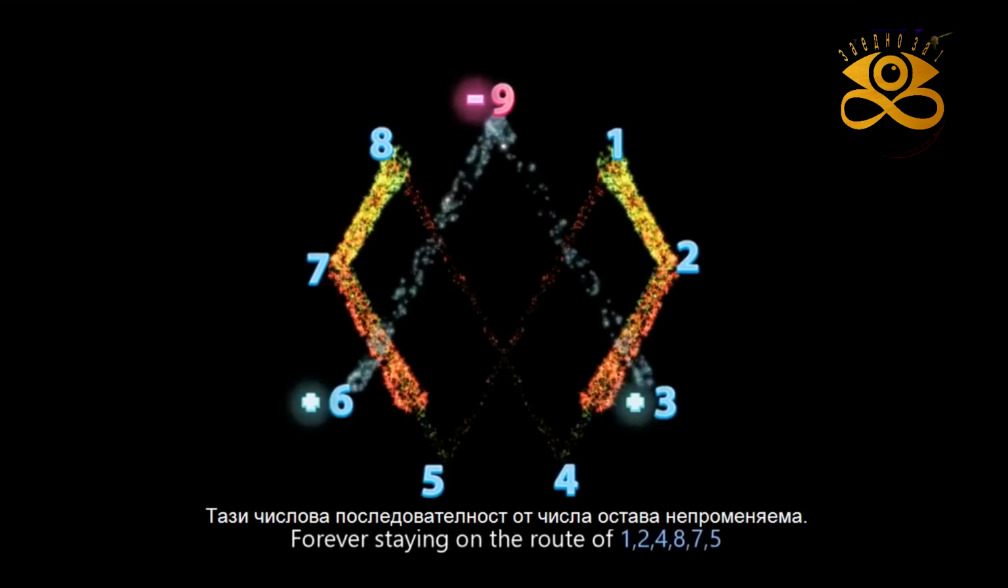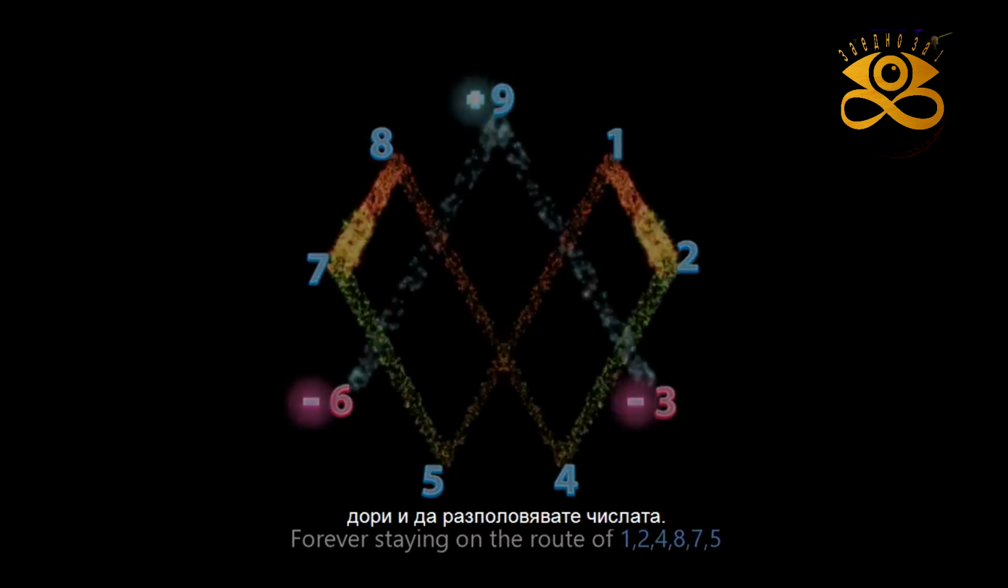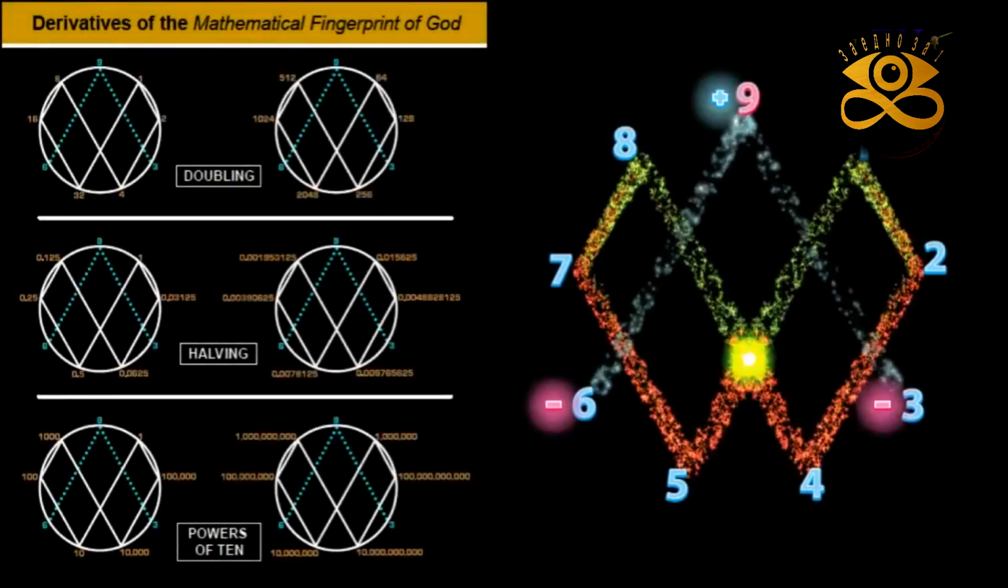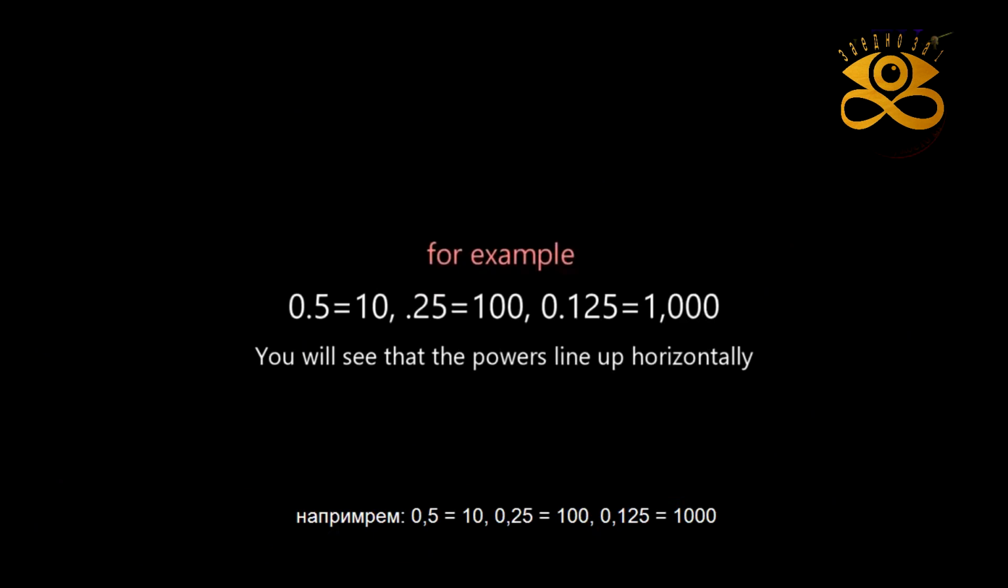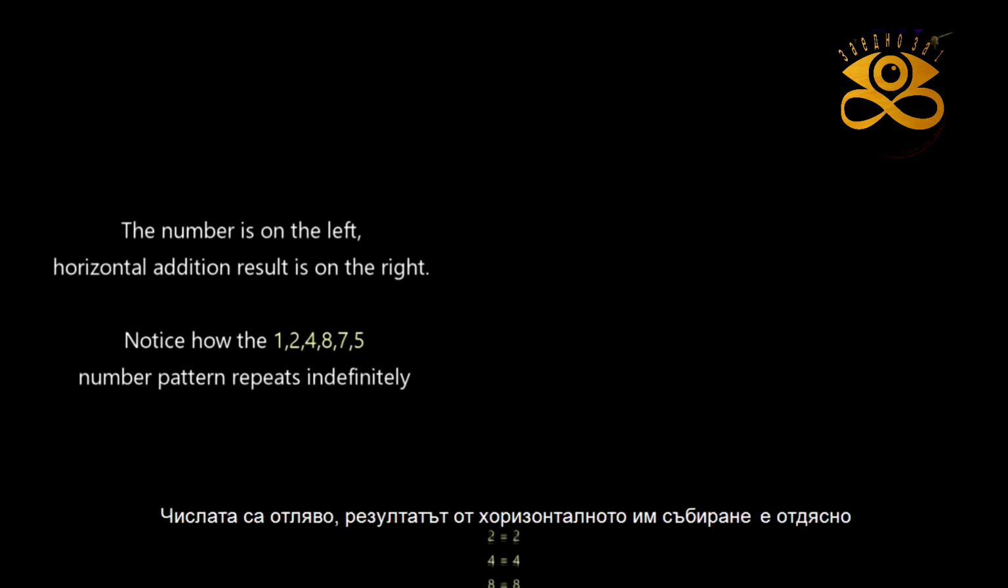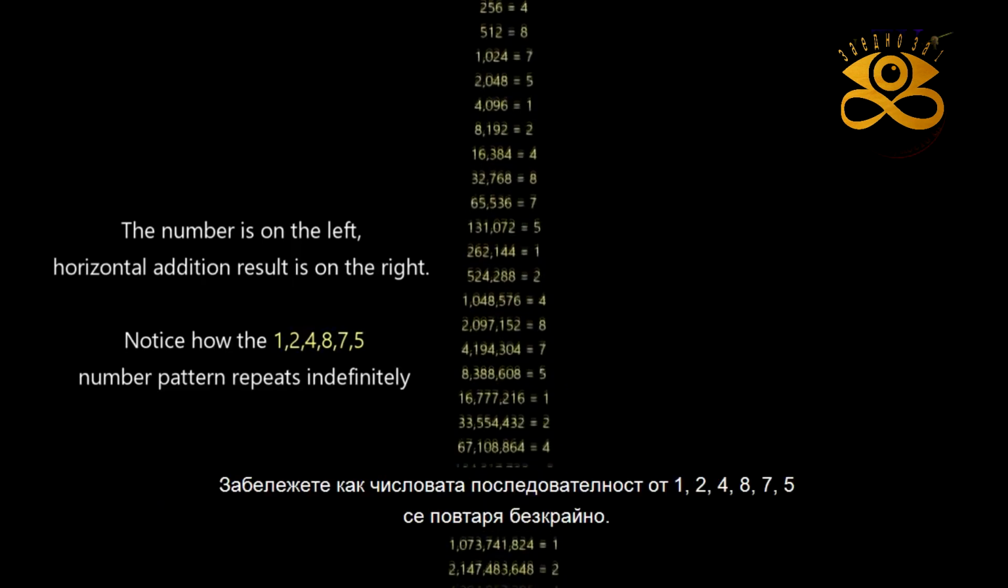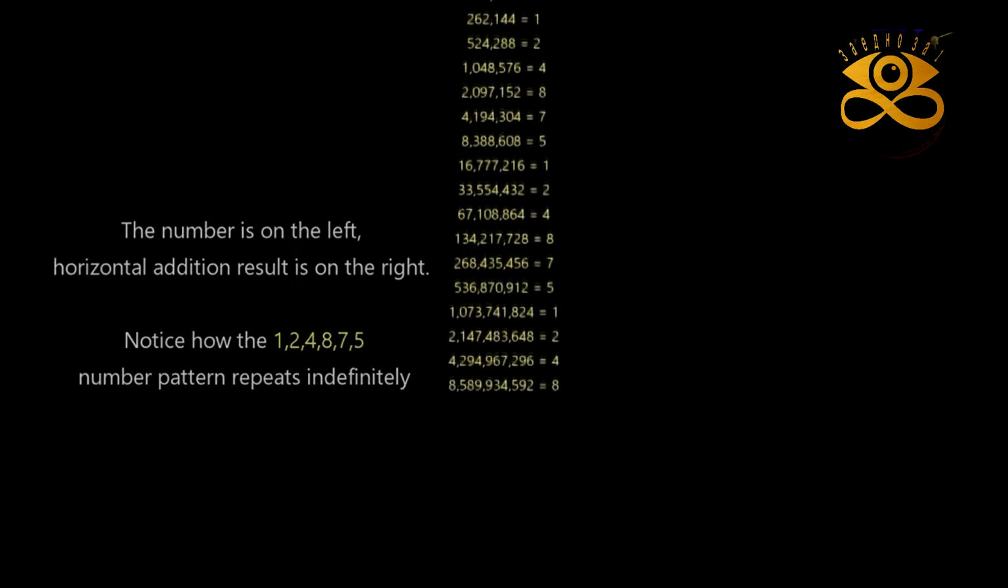This number sequence stays intact as you work with the powers of 10 as well. As you replace the decimal numbers with their powers, for example, 0.5 equals 10, 0.25 equals 100, 0.125 equals 1000, you will see that the powers line up horizontally. The number is on the left, and the horizontal addition result is on the right. Notice how the 124875 number pattern repeats indefinitely.